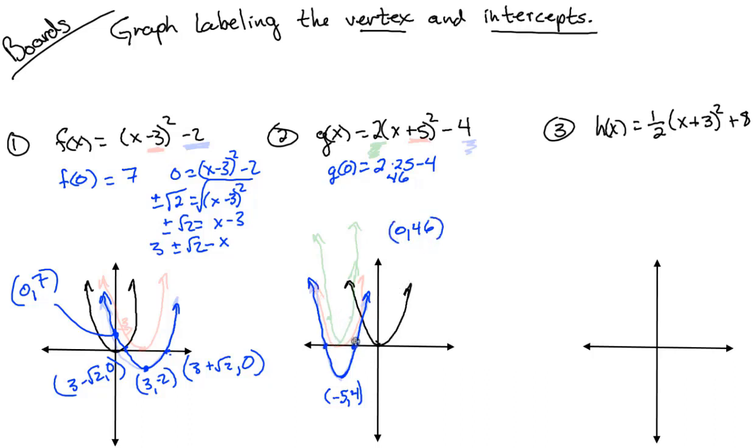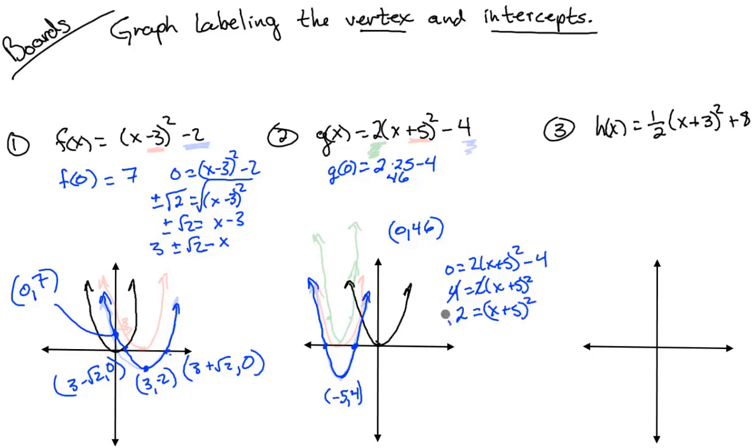What are those 2 points right there? Let's stick 0 in for g of x. Yeah, about right there. 0 equals 2 times x plus 5 altogether squared minus 4. Add 4 to both sides of the equation. We get 4 equals 2, parentheses, x plus 5 squared. Divide both sides by 2. And yeah, that just cancels. And we get 2 equals x plus 5 altogether squared.